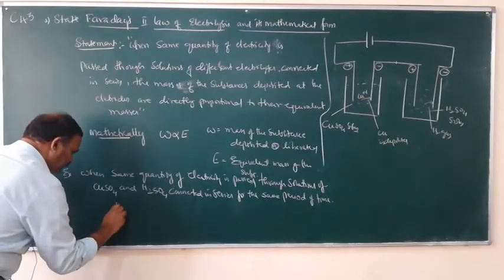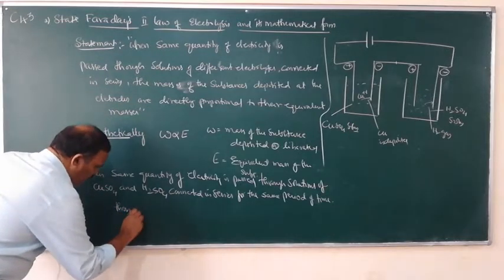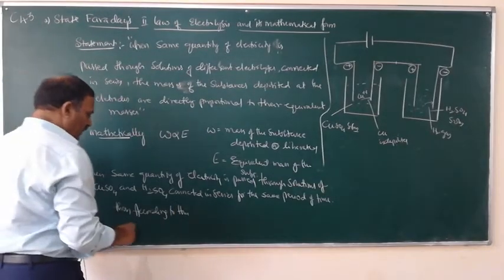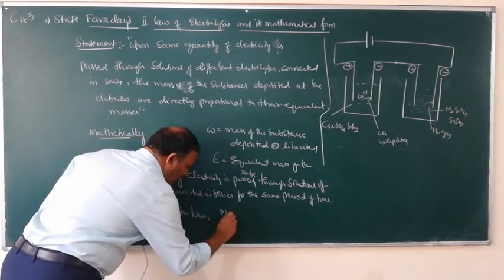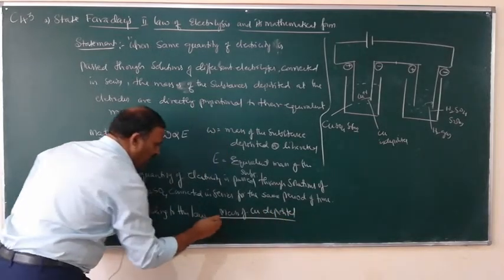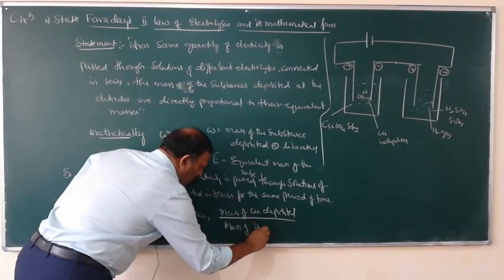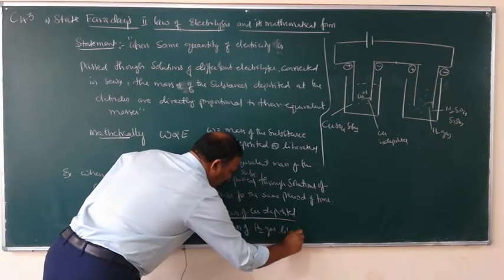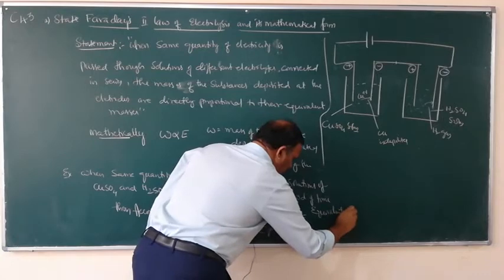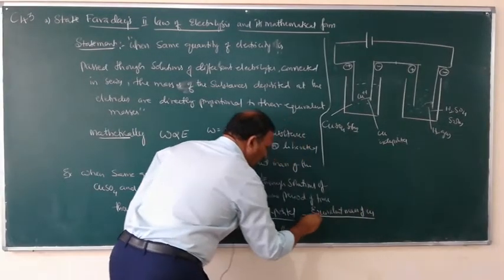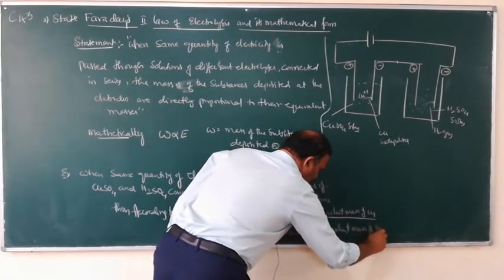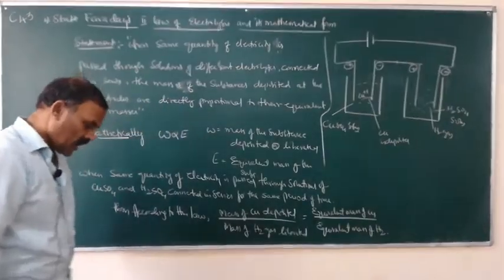then according to Faraday's second law of electrolysis, mass of copper deposited divided by mass of hydrogen gas liberated equals equivalent mass of copper divided by equivalent mass of hydrogen.